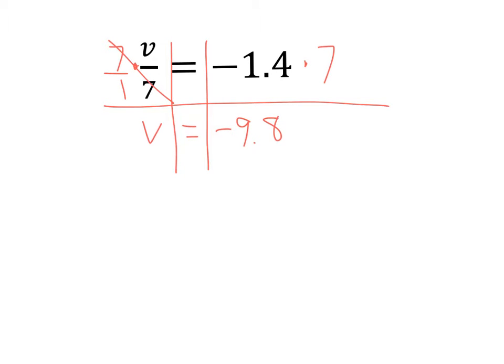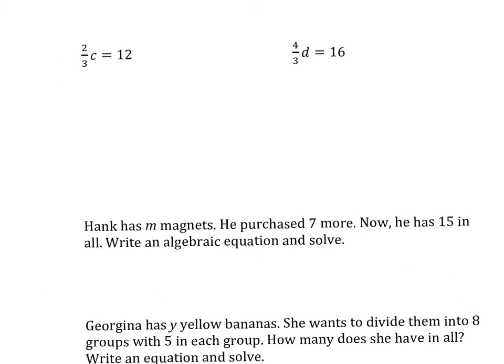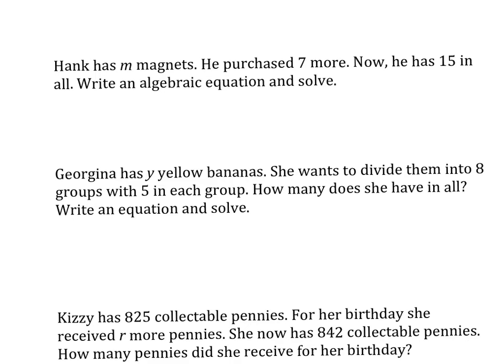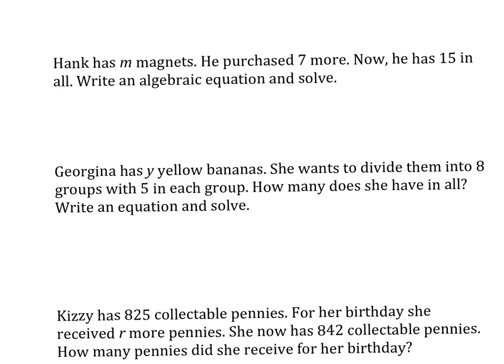That gives us negative 9.8. Now we are going to look at some word problems and write equations from these word problems. Okay, so this one, Hank has M magnets.